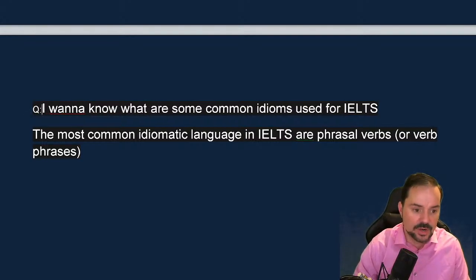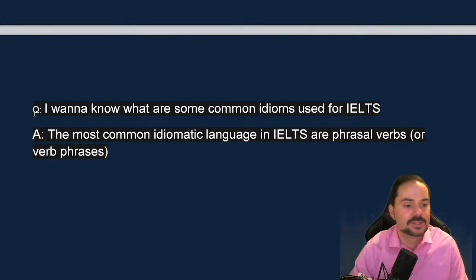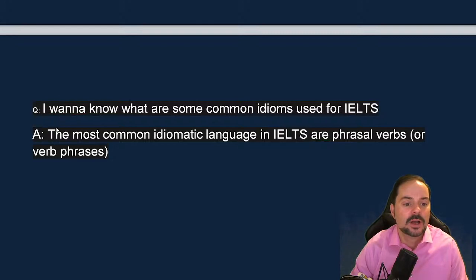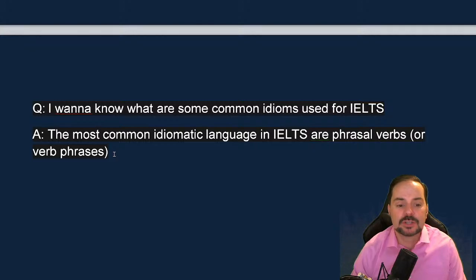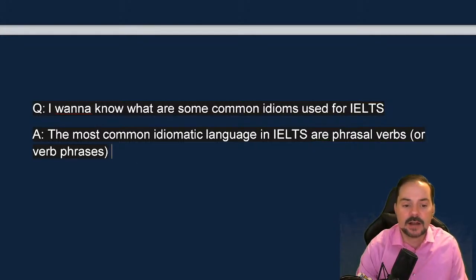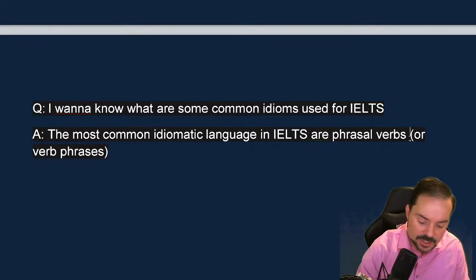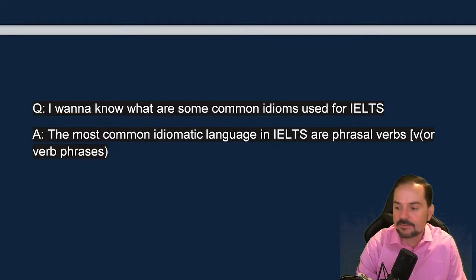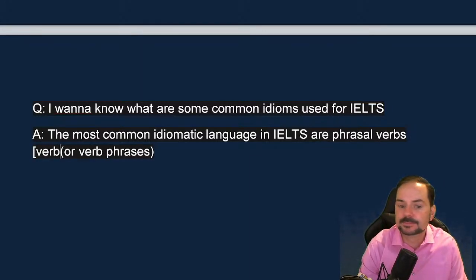Okay, so it's a great question because a lot of students get too fancy with their idioms and they make some really bizarre mistakes. So it's really awkward, okay? So the most common idiomatic language is phrasal verbs, verb phrases. Verb phrases are when you have a verb and a preposition, okay? So phrasal verbs, that means a verb plus a preposition.